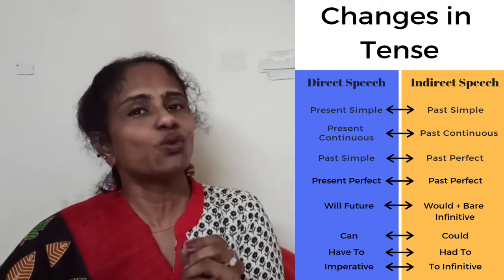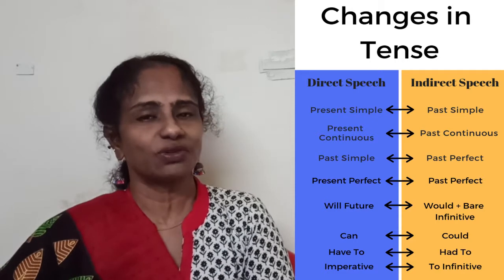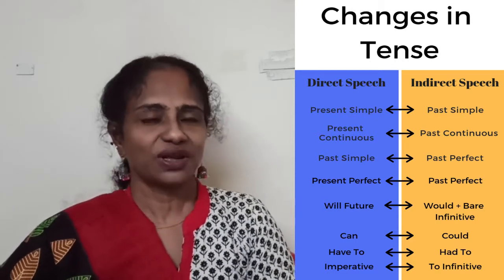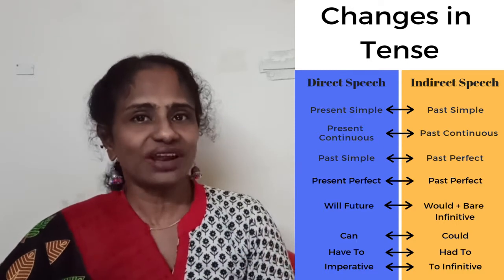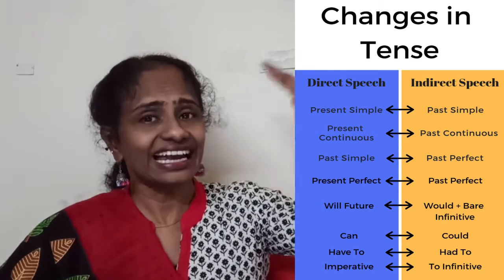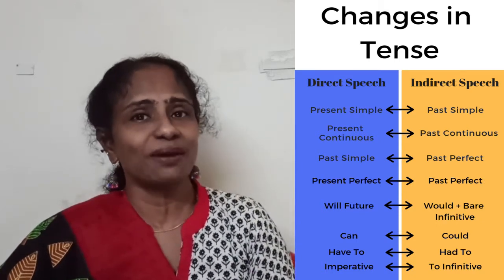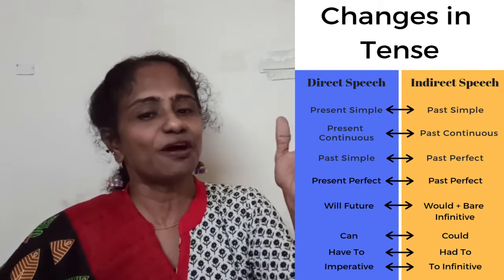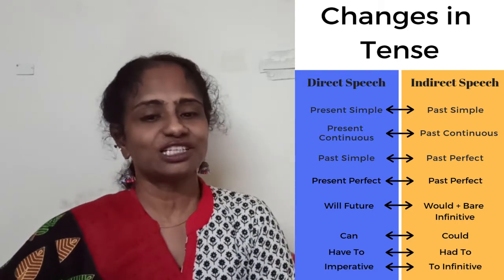In direct speech, if you have present continuous, okay, I'm looking outside and I'm seeing it is raining. So I'm telling you people, "It is raining." So it is direct speech. When you are saying that indirectly to somebody else, you will say, "Ma'am said that it was raining." So that is how you change from direct speech to indirect speech.